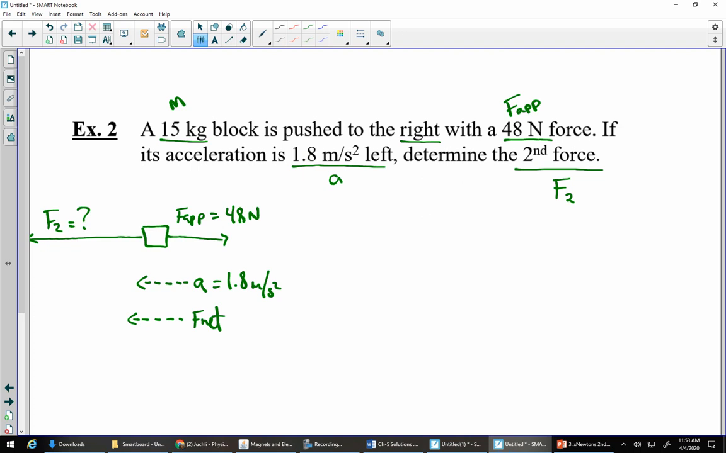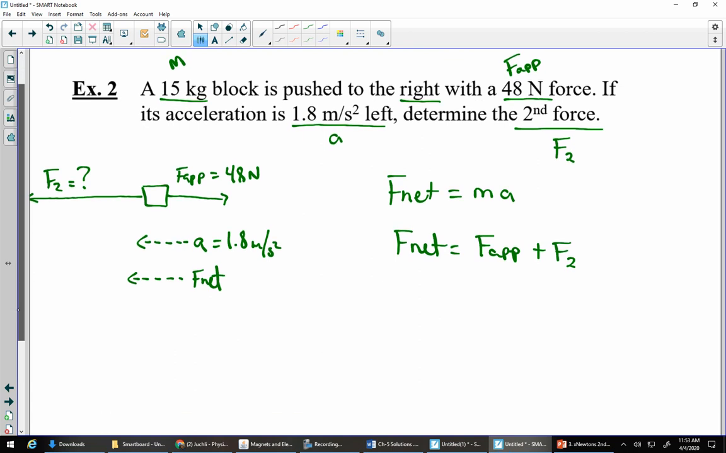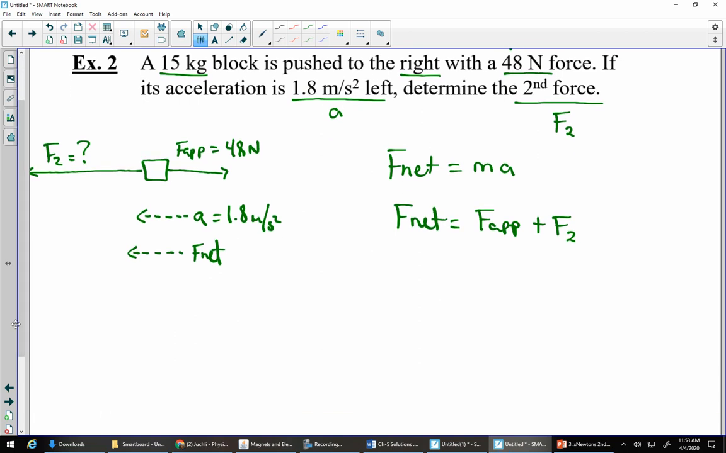Now, everything in this unit from here on in is going to come down to 2 things. Net force is mass times acceleration, and net force is the sum of all forces, which in this case is our applied force plus our force, what did we call it? Force 2 in this case. Let me clean that up a tiny little bit. Force 2. There we go. So it always, always, always comes down to those 2 things, like pretty much everything in this unit from here on in. Those 2 formulas are beyond important.